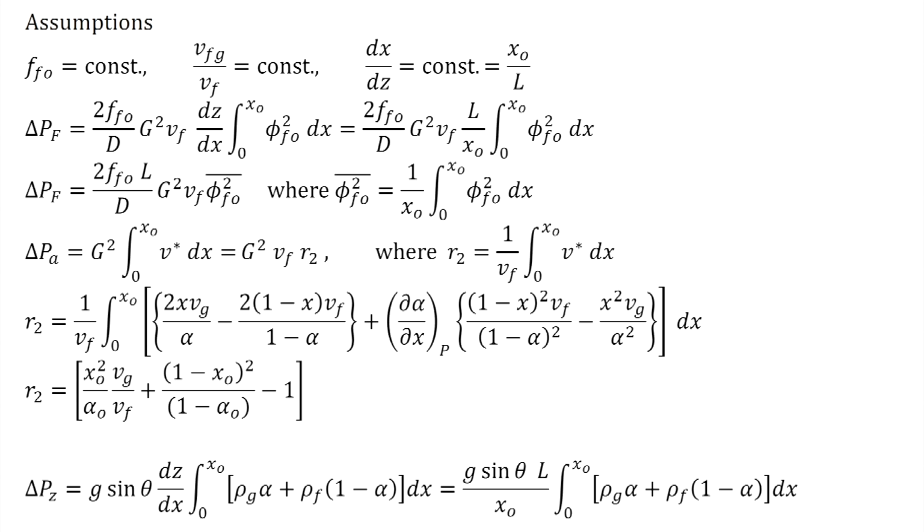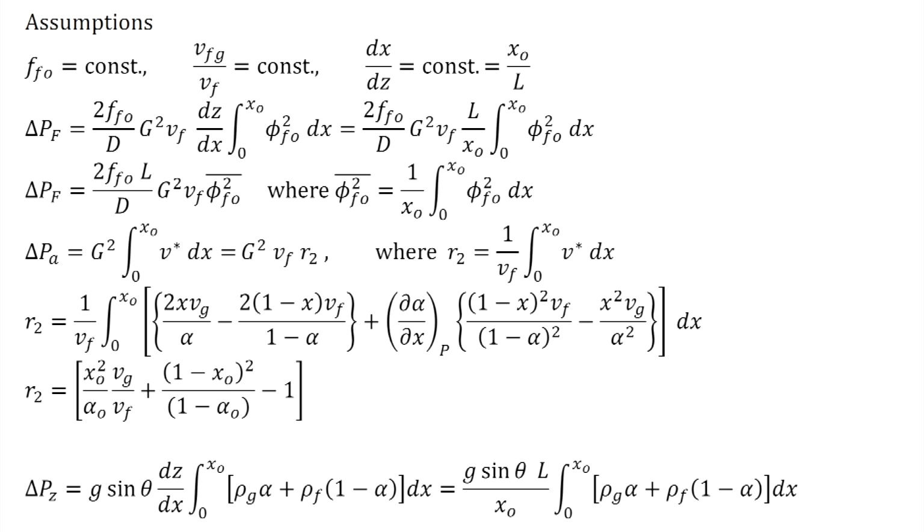and then we define phi fo square bar, that is the average phi fo square, as 1 upon xo integral 0 to xo phi fo square dx. So, then we get delta Pf is equal to 2 f fo L by d g square Vf phi fo square bar. Delta Pa is equal to g square integral 0 to xo V star dx, and the integral of V star dx upon Vf is called R2. So, we get delta Pa is equal to g square Vf R2.